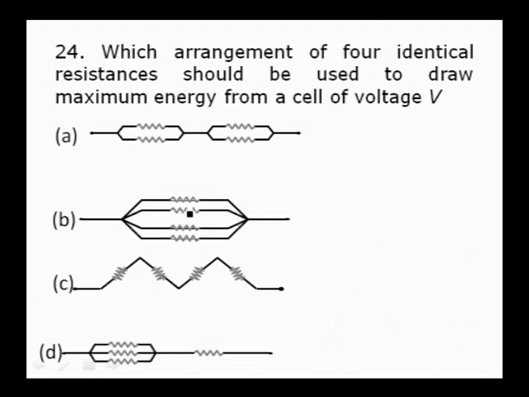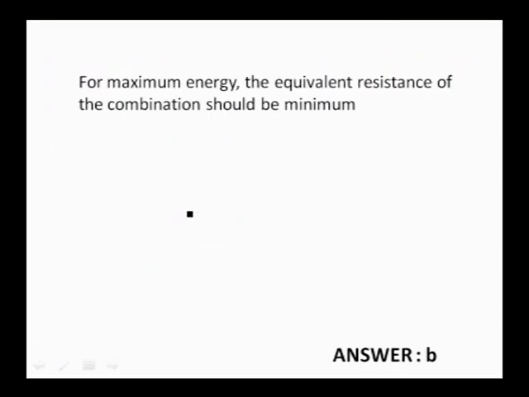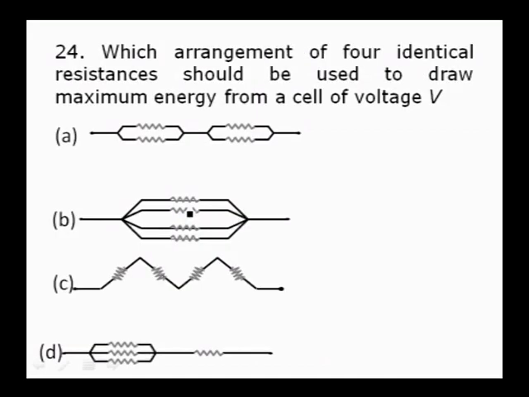The maximum energy from a cell of voltage V. Maximum energy means there is a condition. For maximum energy, the equivalent resistance of the combination should be the minimum. See, among the 4 combinations, in which combination are we getting the effective resistance minimum? Here we are getting R by 2, plus R by 2, we are getting more. This is identical, R by 4, this is equal to 4R, this is equal to R by 3 plus R.